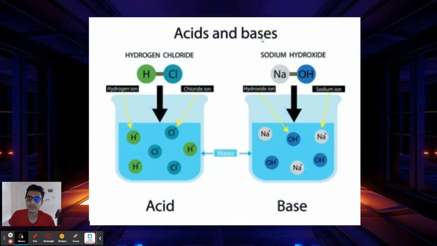So some of the examples are hydrogen chloride. It has a pH of between 1 through 3, and it's very, very acidic. If it falls on your hand, you'll most likely burn your hand. Sodium hydroxide is very basic.